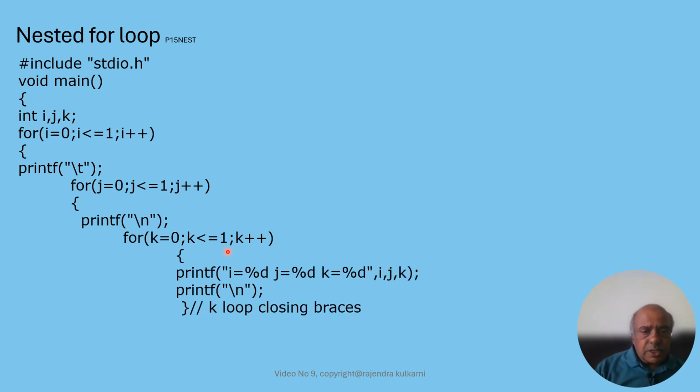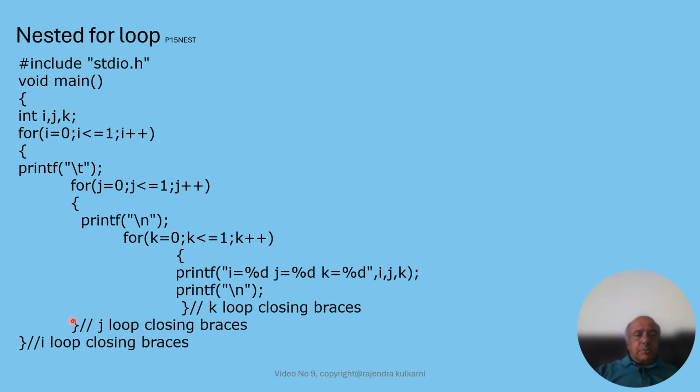In this loop we are giving an output statement, a printf statement, for indicating output. Printf i is equal to %d, j is equal to %d, k is equal to %d, with i, j and k. So it will tell us what the value of i, j or k is when the loops are in execution. This is the closing brace of the k loop. This is the closing brace of the j loop. This is the closing brace of the i loop and the closing brace of main.